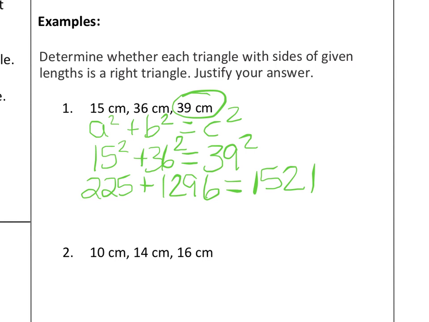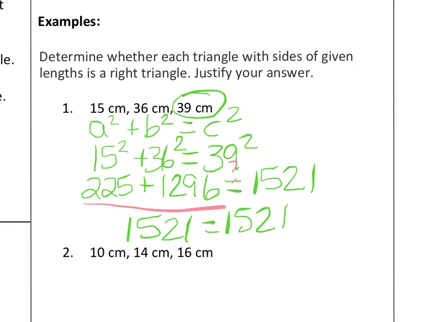So what I need to know at this point is, does 225 plus 1,296 equal 1,521? And if we add those two together, it does equal 1,521. So that means that this triangle, with side lengths of 15 centimeters, 36 centimeters, and 39 centimeters, definitely is a right triangle. So we're going to put yes, it is a right triangle.